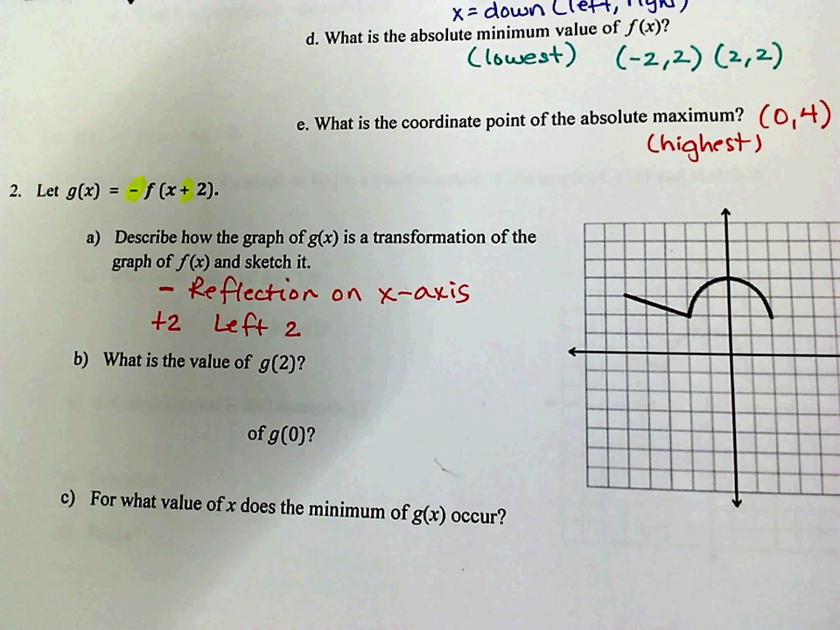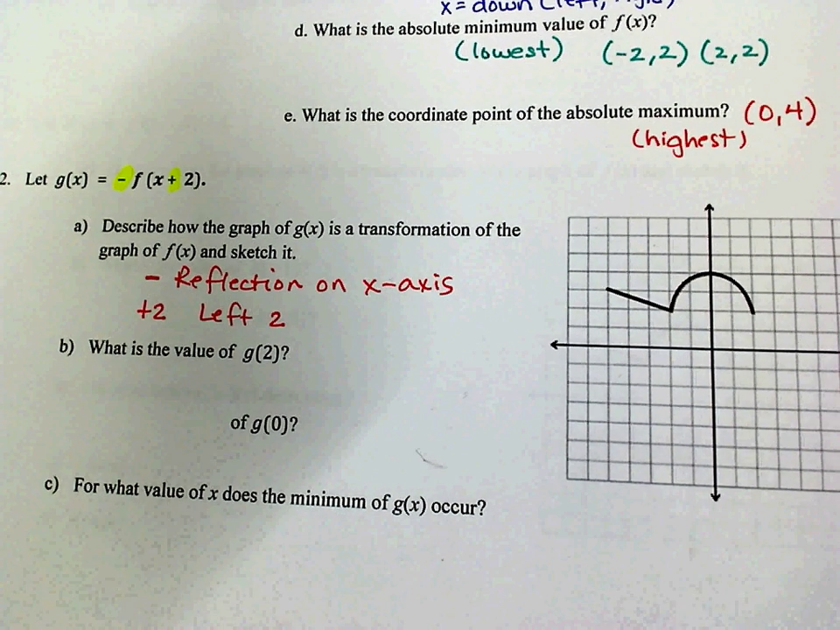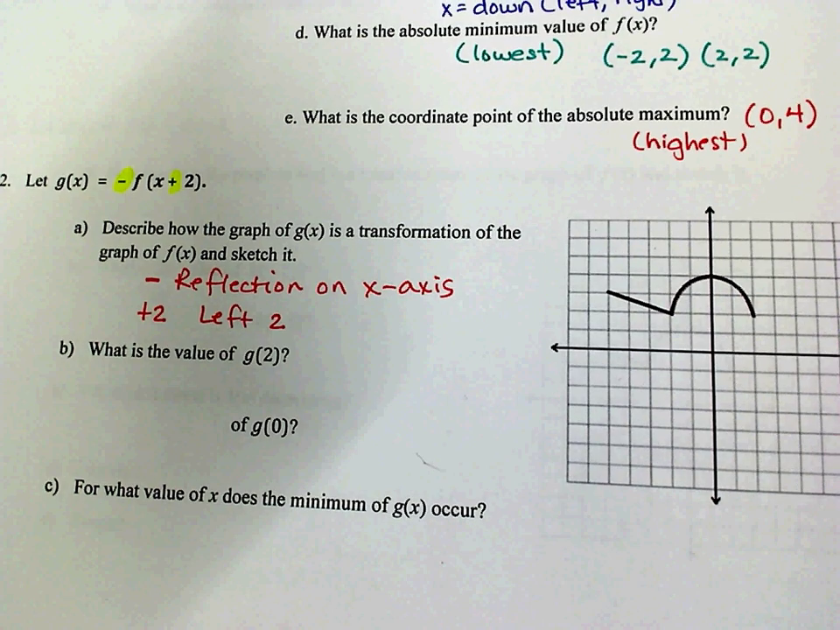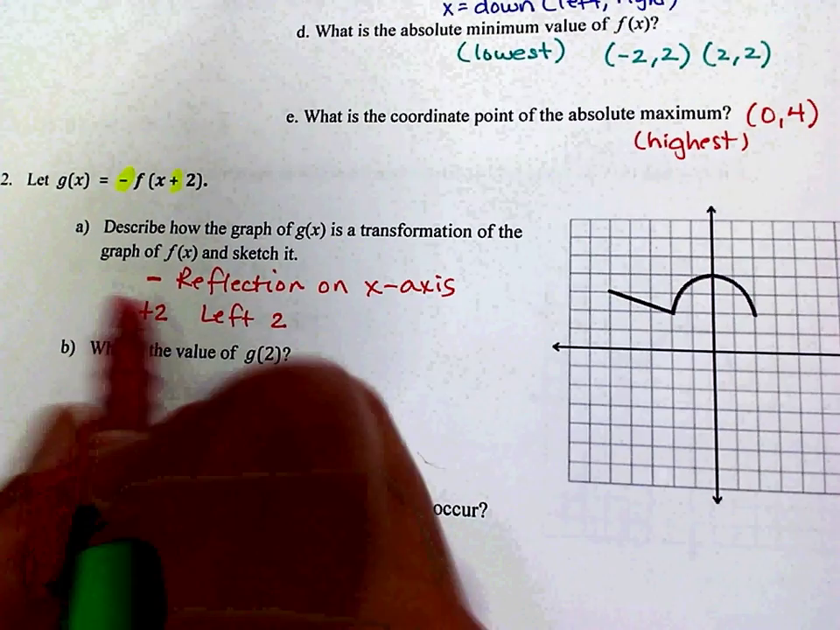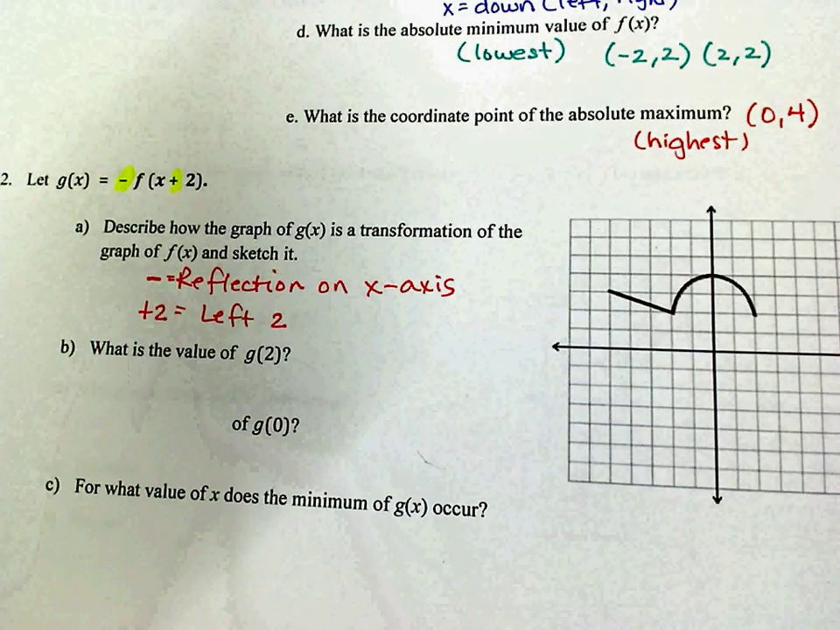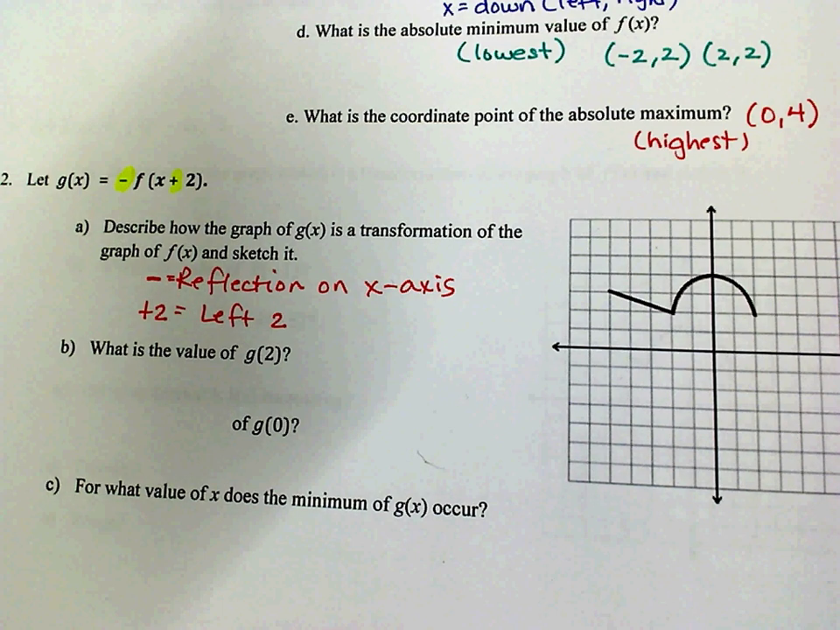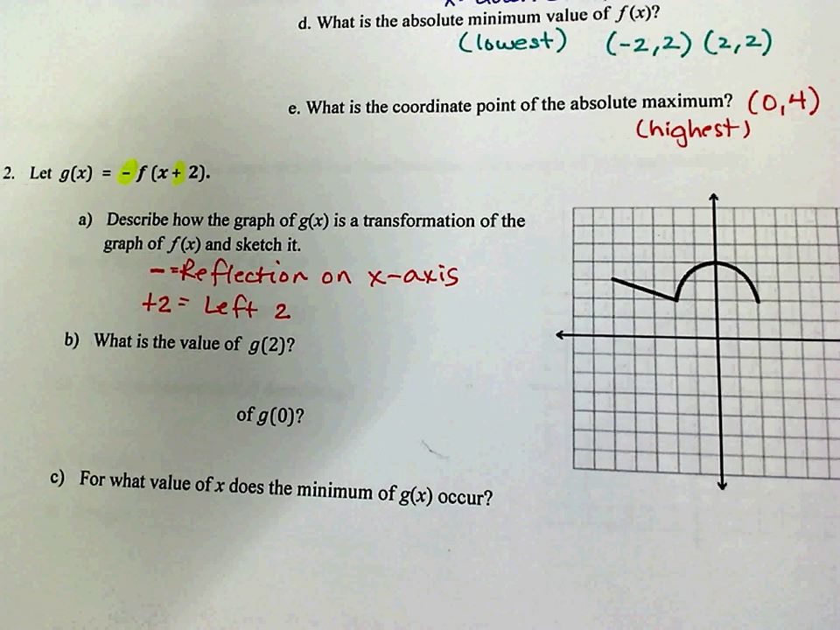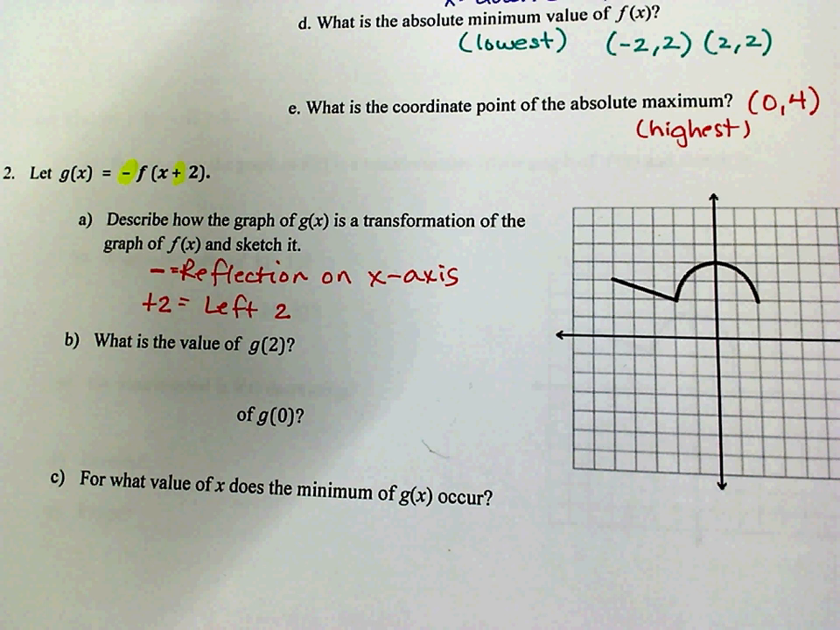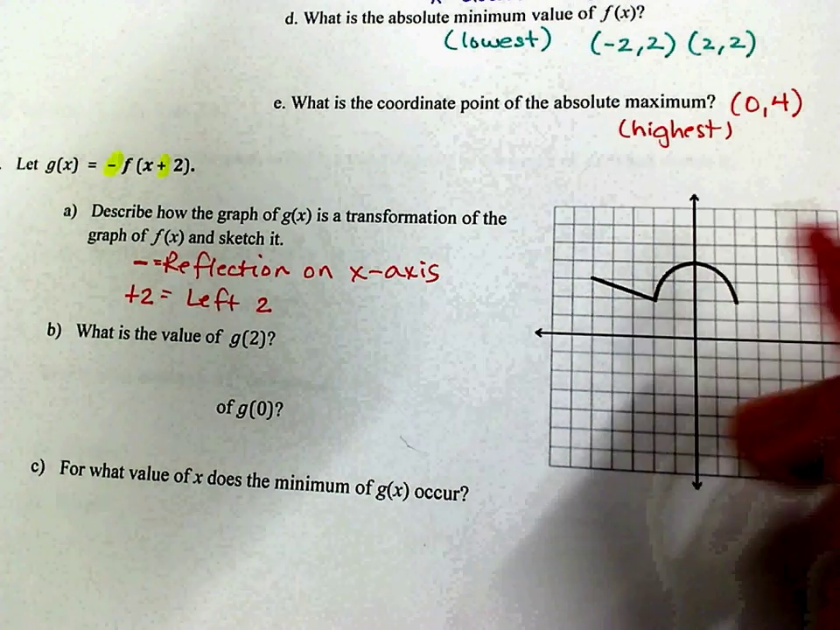Everyone ready? Plus 2, left 2. And the negative is a reflection. Everyone good? Yes. Okay. All right. If you guys are not ready, I'll move the test to Friday. Not a big deal, but I want to make sure you know it all, and then you take the test, okay? All right. Reflection. Let's start with this one.